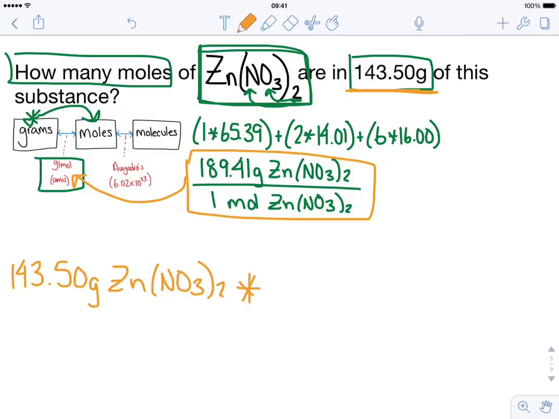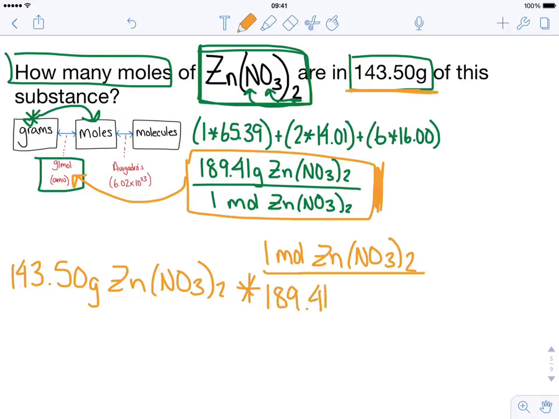So if I have grams, in this conversion factor right here, do I want grams on the top or do I want grams on the bottom? I'm going to want grams on the bottom, right? So grams cancels out with grams. So I'm actually going to have to flip the way that we wrote this right here. So I'm going to rewrite it as 1 mole of ZnNO3. In 1 mole of this compound, there are 189.41 grams of ZnNO3.